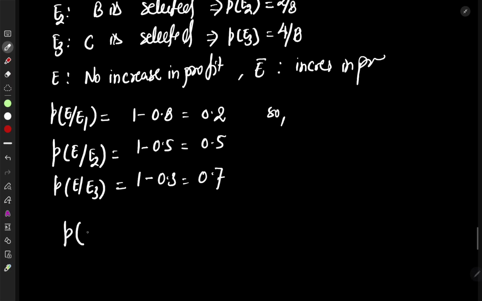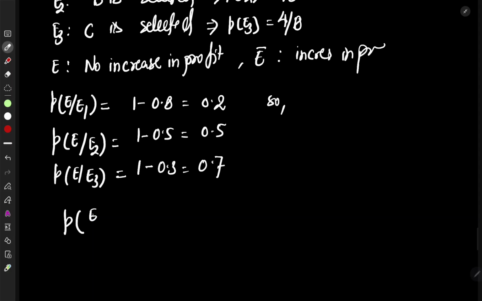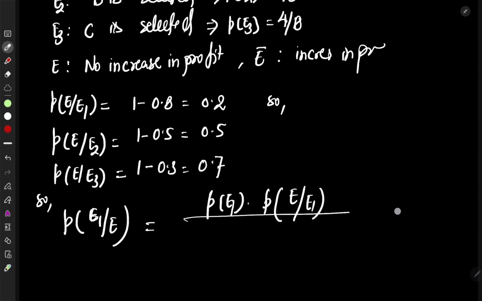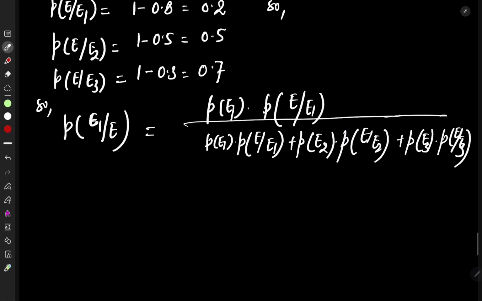Now you are asking whether it is happening due to the selection of A. So you are asking for the probability of E1 when E has already occurred. This will be the probability of E1 into the probability of E when E1 already occurred, divided by the probability of E1 into the probability of E when E1 already occurred, plus the probability of E2 into the probability of E when E2 already occurred, plus the probability of E3 into the probability of E when E3 already occurred. You need to put the values here.